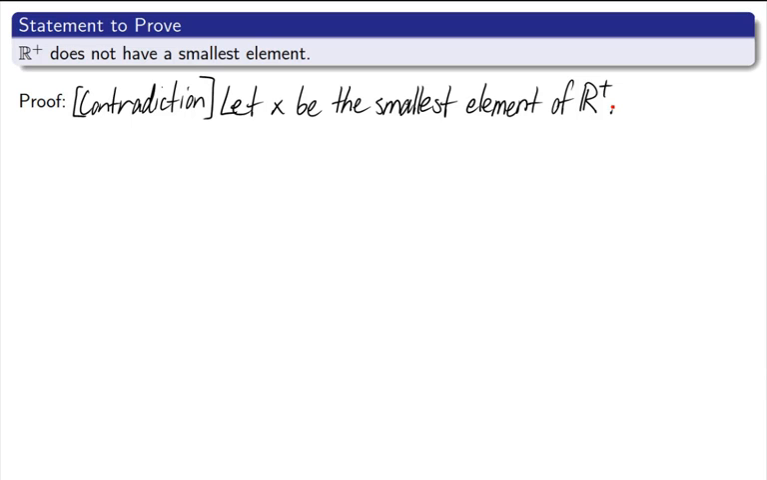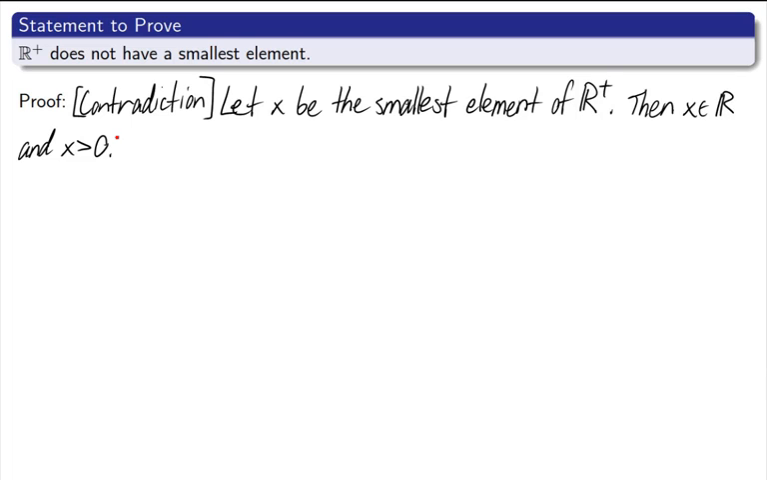This is where we ask the question that we usually do. What does that mean? Well, if it's an element of R+, that means it's a real number, of course, and it also means that it is positive. Then x is an element of the reals, and x is greater than 0. Now, the idea is that x was the smallest element. If we want to find a contradiction, we're going to need to find an element of the positive reals that is even smaller. So you might ask yourself the question, what are some ways that you can shrink a number?